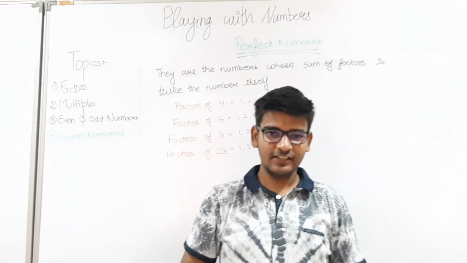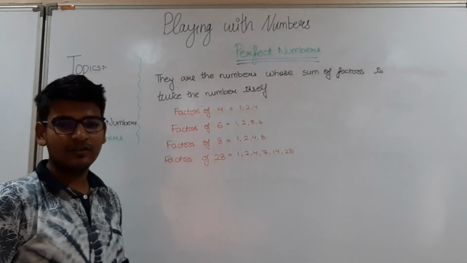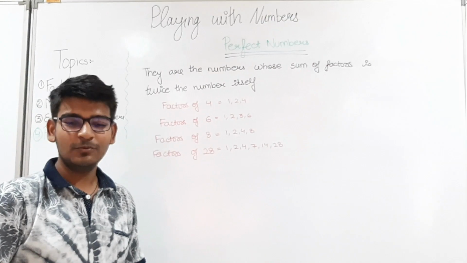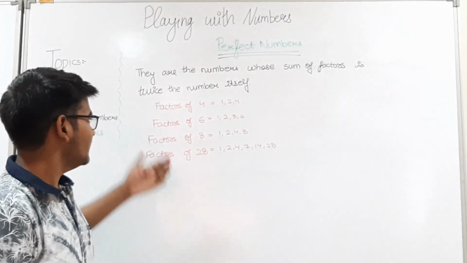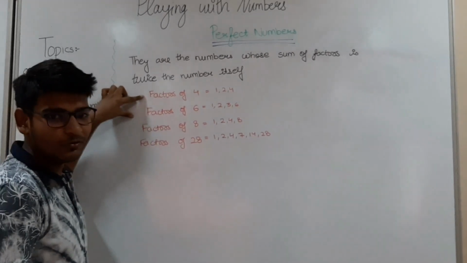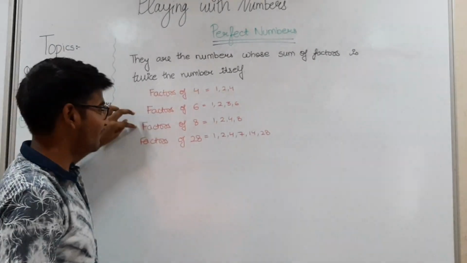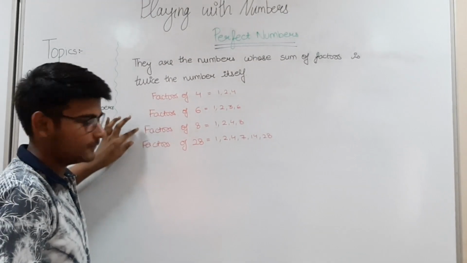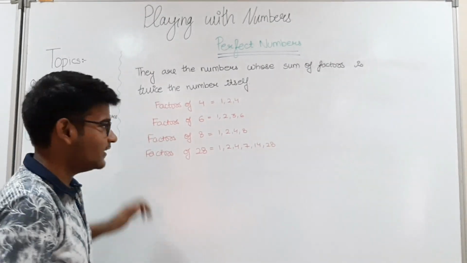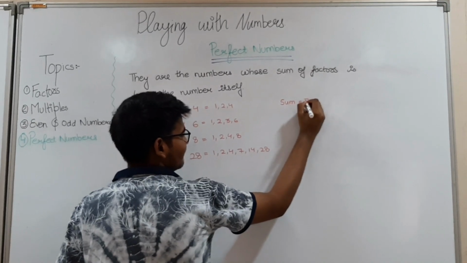So now let us start the additional topic, that is perfect numbers. As the definition says, they are the numbers whose sum of factors is twice the number itself. Let us take an example to understand perfect numbers. Let us take the examples of 4, 6, 8 and 28. As you can see, the factors of 4 are 1, 2 and 4. Factors of 6 are 1, 2, 3 and 6. Factors of 8 are 1, 2, 4, 8. Factors of 28 are 1, 2, 4, 7, 14 and 28. Let us find the sum of these factors. Here the sum becomes 7.